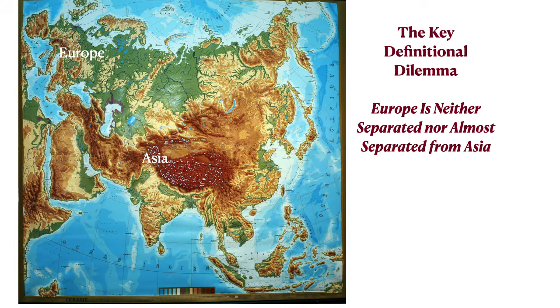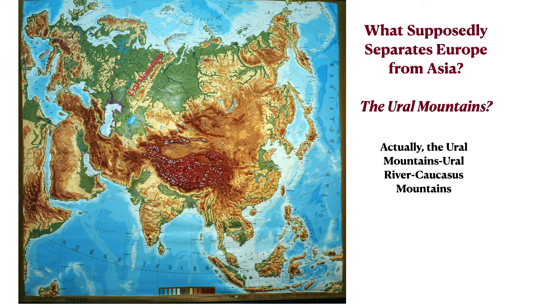This brings up the key definitional dilemma. So if continents are to be viewed as large land masses that are separated or nearly separated from other land masses by intervening waterways, how then do Asia and Europe count as separate continents? Europe is neither separated nor almost separated from Asia. There's nothing even close to a natural or geophysical separation. What supposedly separates Europe from Asia?